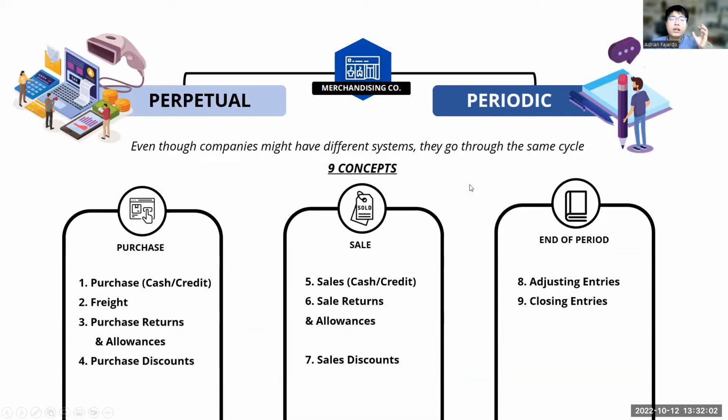So therefore, the very thing that I really want everyone to understand is that regardless if it's perpetual or periodic, it will have the same 9 concepts that you have to master. 4 concepts under purchase-related transactions, 3 concepts related to sales transactions, and 2 concepts which would be your adjusting and closing entries for our inventory systems.